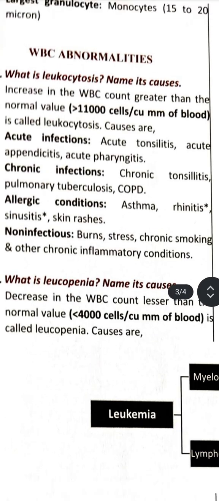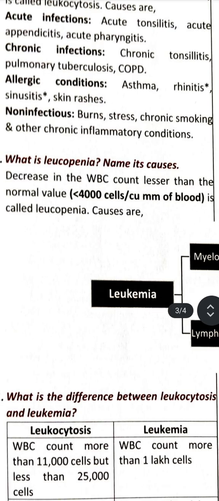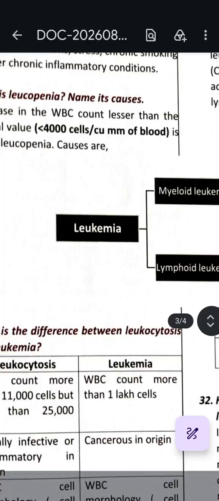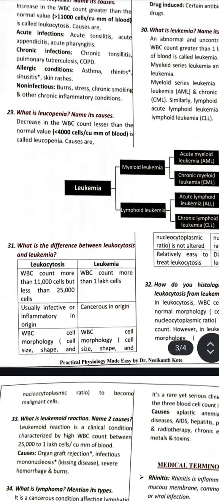What is leukocytosis? As I told you, an increase in WBC count greater than the normal value, that is more than 11,000 cells per cubic mm of blood, is called leukocytosis. Causes are acute infections like acute tonsillitis, acute appendicitis, acute pharyngitis, all types of URTIs, like upper respiratory tract infection, then chronic infections like chronic tonsillitis or pulmonary tuberculosis and COPD, and allergic conditions like asthma, rhinitis, sinusitis, and skin rashes. Non-infectious causes are burns, stress, chronic smoking, and other chronic inflammatory conditions. In all such conditions, the leukocyte count will be more. What is leukopenia? Leukopenia is a decrease in WBC count lesser than the normal value.